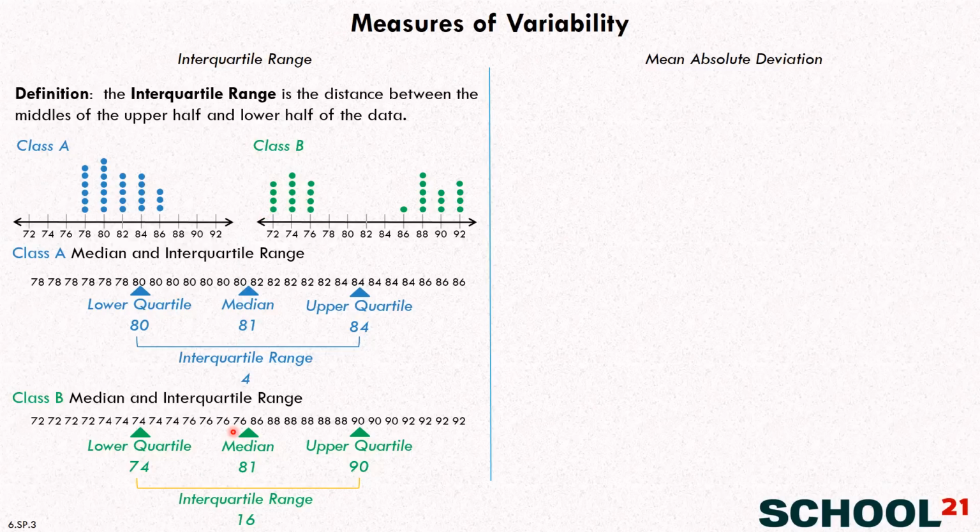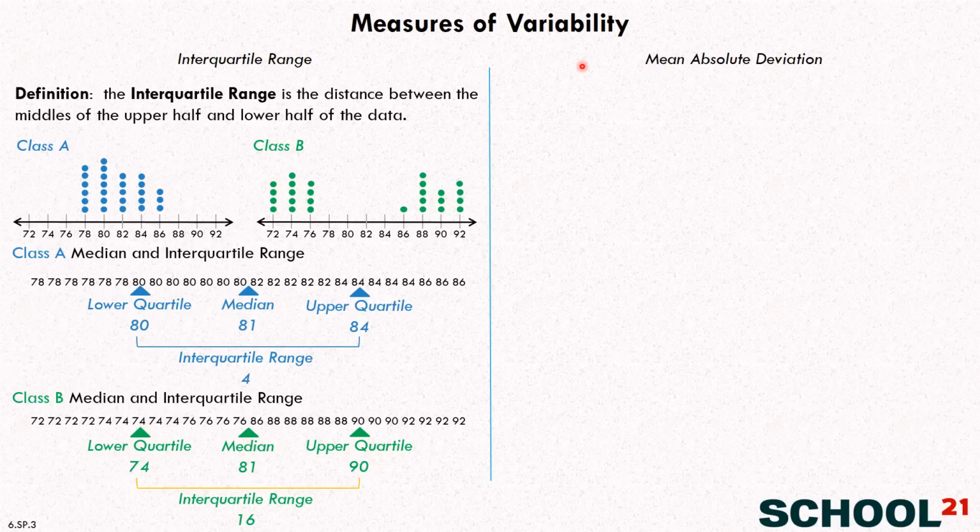We also need some sort of representation of how spread out the data are, and we see that Class A, nice tight data set there, not very spread out. Class B, really spread out, which may indicate that there's a problem. Some students are not understanding the material. And that's why it's important to look at both the center and the variability, in this case with interquartile range.